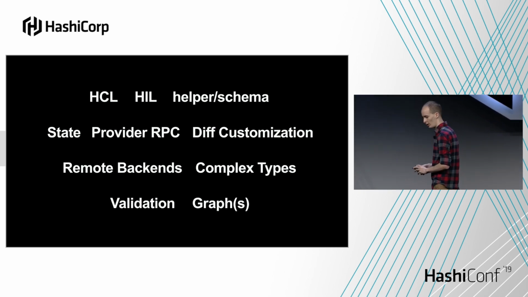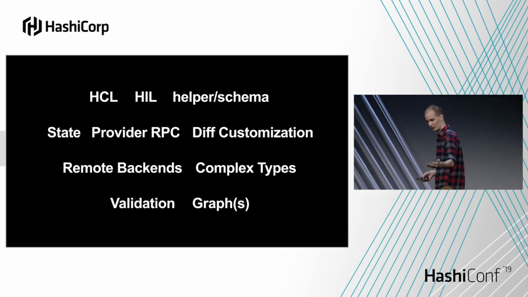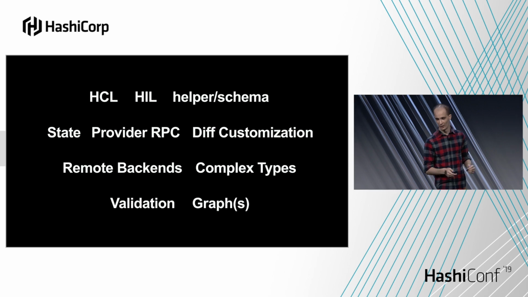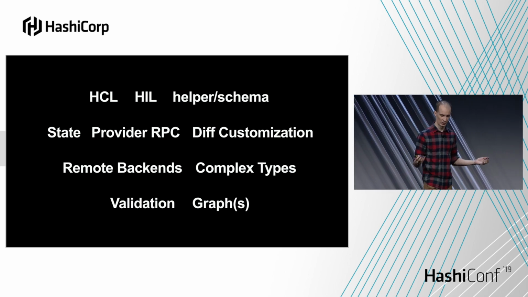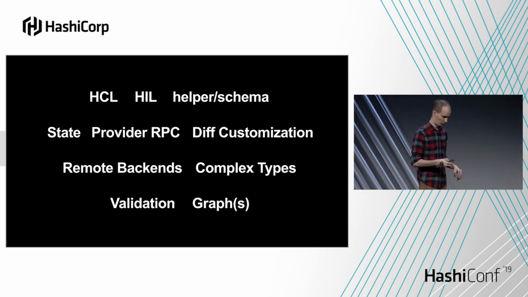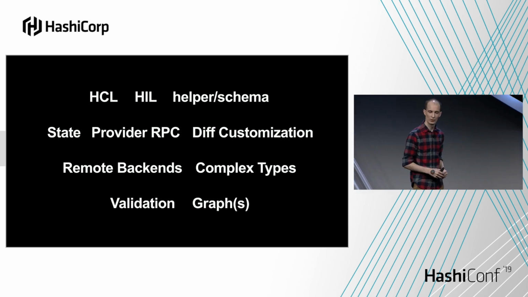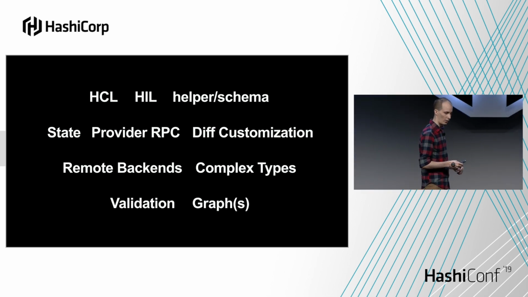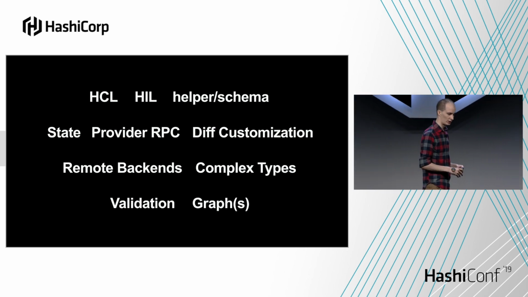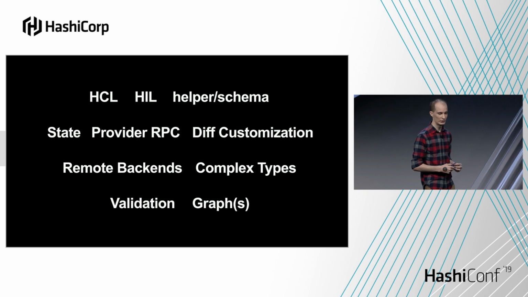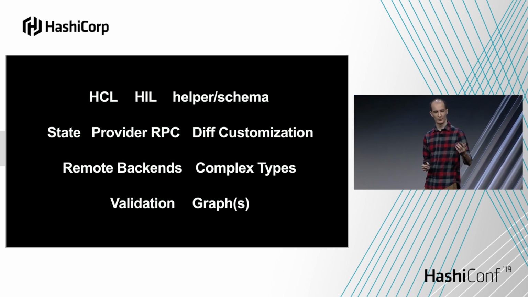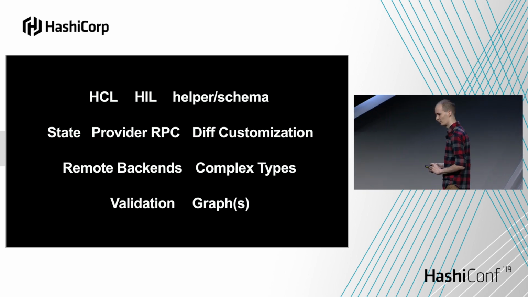type system. There's state, which represents types in a different way than the other three. There's the provider RPC, which is how provider plugins communicate with the Terraform core library. And of course, it has its own representation of how types are. We've added things like diff customization and remote backends, which interact in strange ways with some of our assumptions. There are complex types to be considered here in how we've implemented them.